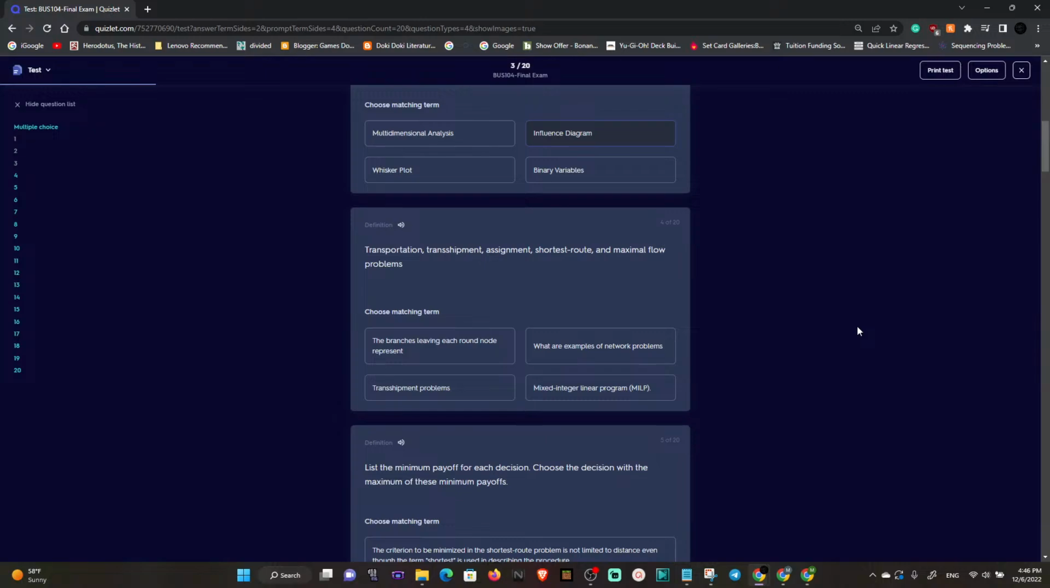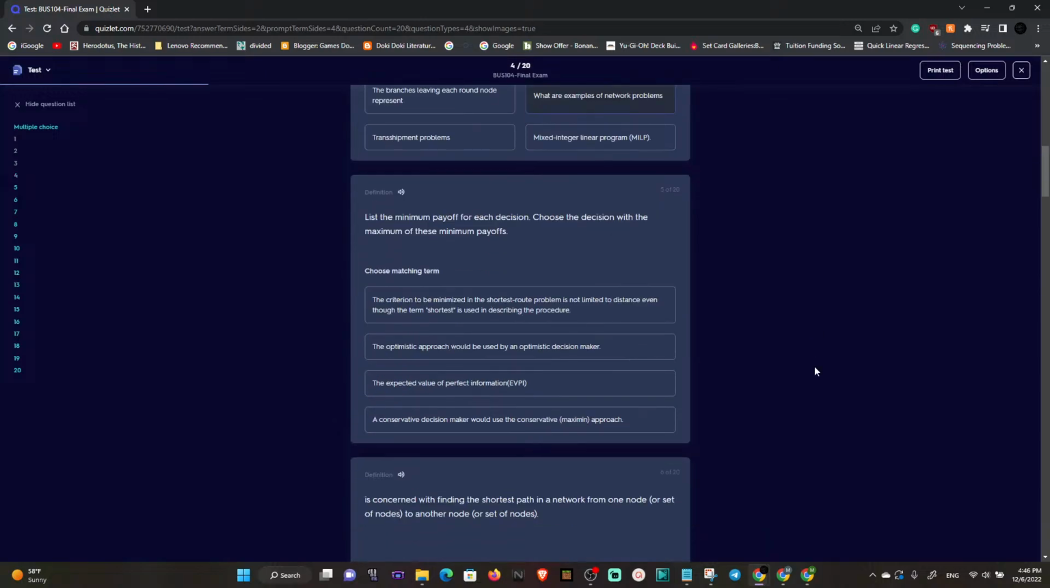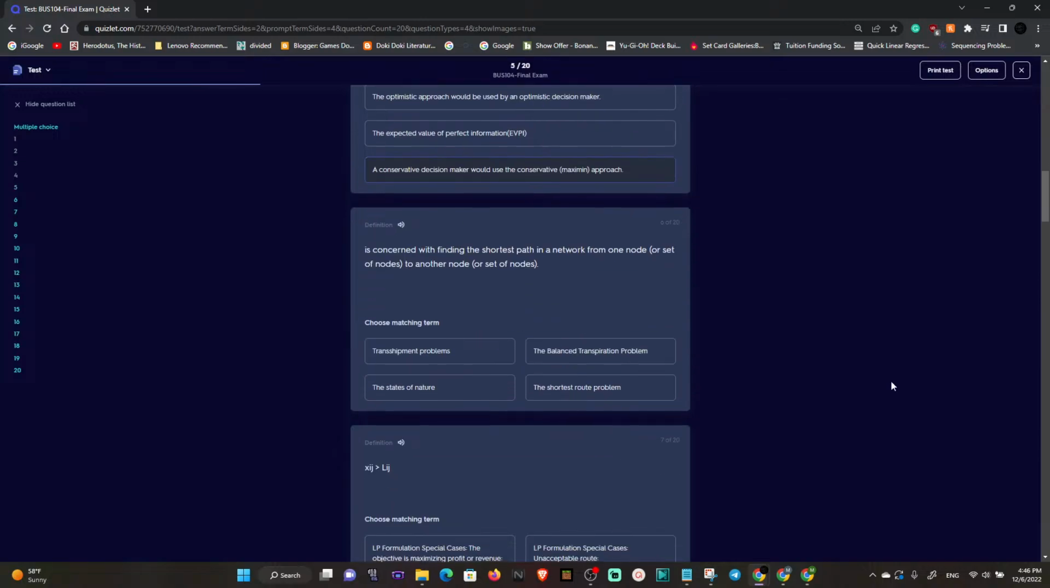Influence diagram. Transportation, transshipment, assignment, shortest route, and maximum flow problems are all examples of network problems. See? List the minimum payoff for each decision. Choose the decision with the maximum of these minimum payoffs. That would be the conservative decision maker. You're up.